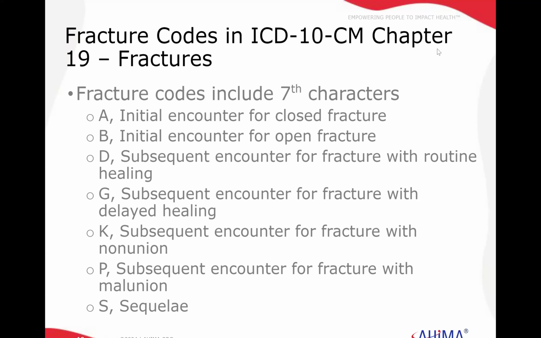And again, we have the 7th characters in addition to A, D, and S. We also have B for initial encounter for an open fracture, G, subsequent encounter for fracture with delayed healing, K, subsequent encounter for fracture with non-union, P, subsequent encounter for fracture with malunion, and S for sequela. Thankfully, all of these are articulated in the tabular.